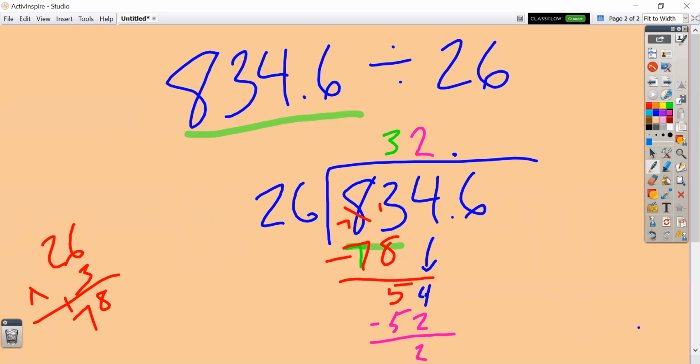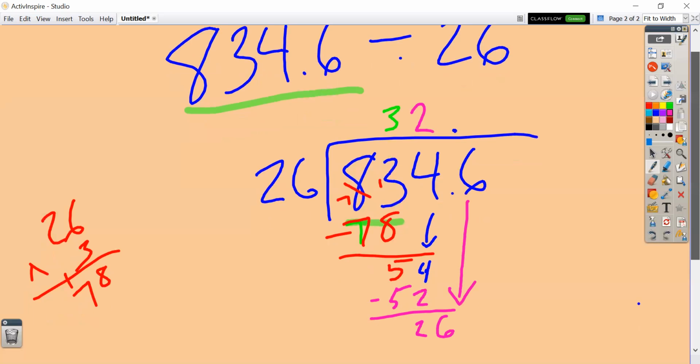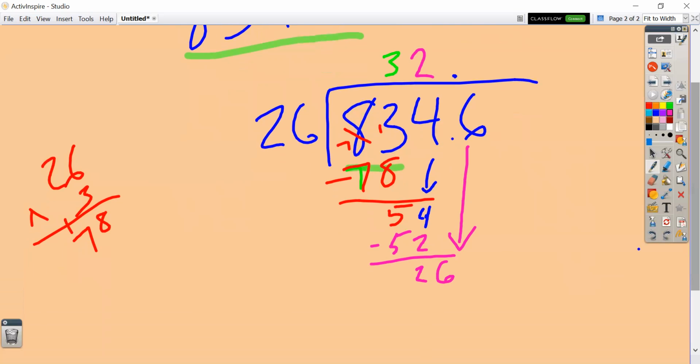You don't have to bring the decimal down. That will just get too messy because our decimal's already waiting for us up top. So don't worry about the decimal. Don't bring it down. Just work on the next digit. Well, 26 is exactly what I'm looking for, so I know I can do one group. So there we are. Our quotient now is 32.1. Our remainder is 0.